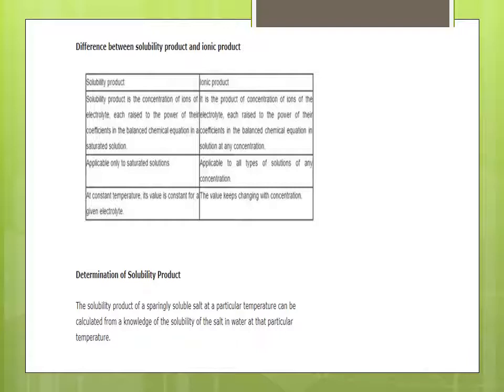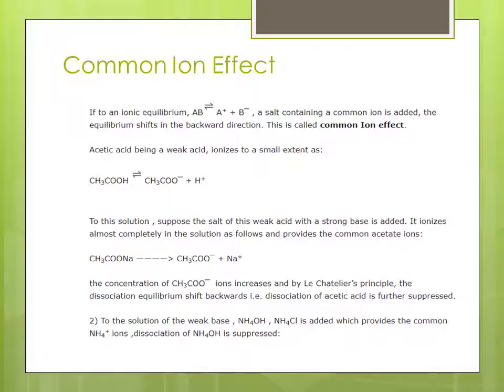Now coming to ionic product, it is the product of concentration of ions of electrolyte, each raised to the power of coefficients in the balanced chemical equation, in a solution at any concentration. It is applicable to all types of solution, and its value keeps on changing with concentration. Now, how to determine solubility product. The solubility product of a sparingly soluble salt at a particular temperature can be calculated from a knowledge of the solubility of the salt in water at that temperature.